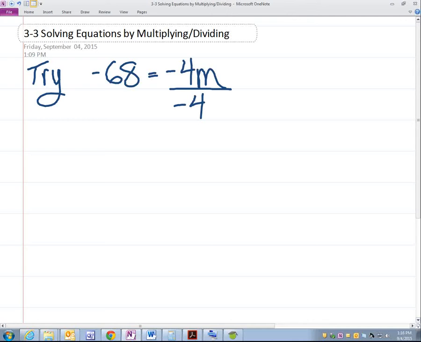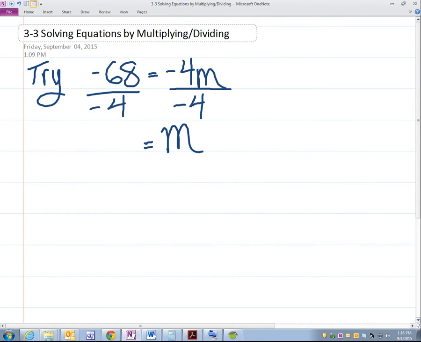Divide by negative 4. However, this symbol here would be untrue unless we do something right now. We have to divide the other side as well by negative 4 because we have to keep those equal. So now, since these guys cancel each other out, we have just m on this side, and on the other side we have, what would that be?